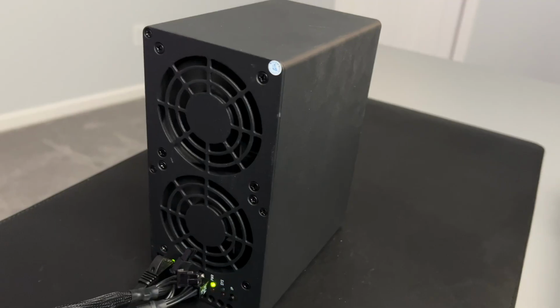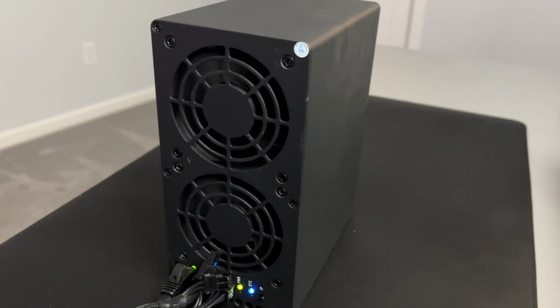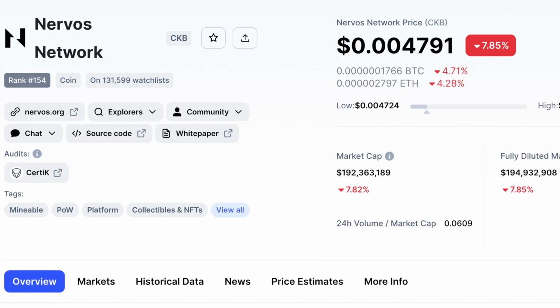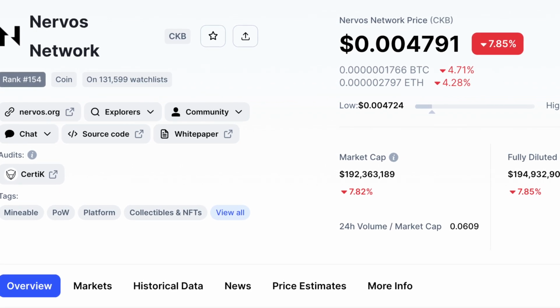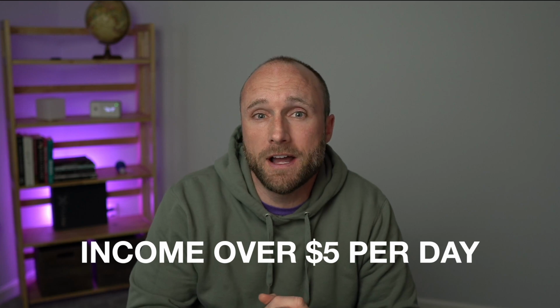I just received my Goldshell CK Box II cryptocurrency miner. This device mines the cryptocurrency Nervos Network token CKB, and if CKB were to hit all-time highs again, this device would generate income of over $5 per day.